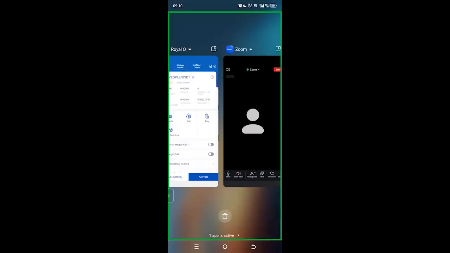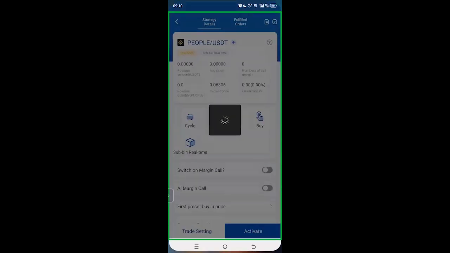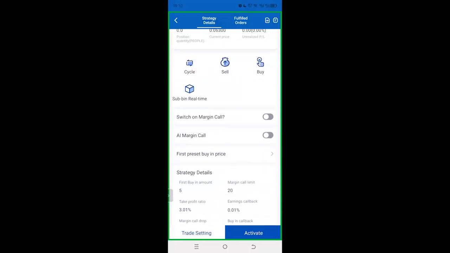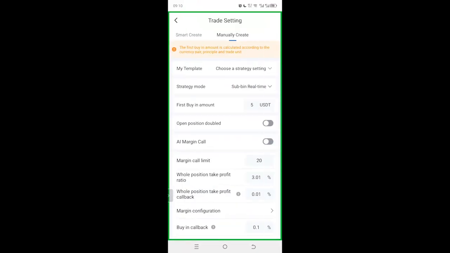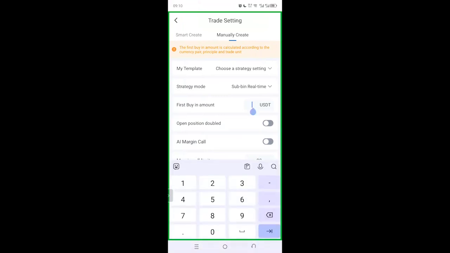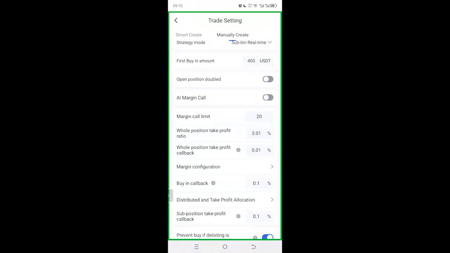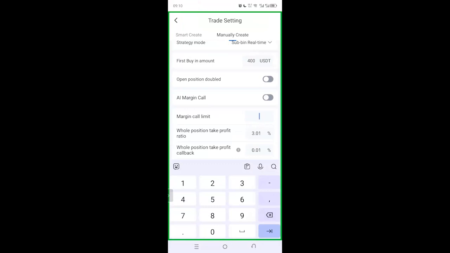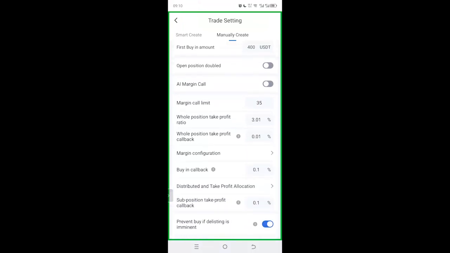Okay. Now, the same can be applied to anyone with $1,000, anyone with the big capital. What I do, I have my 40% of my 1,000, which is 400. I start my trade. I use 35 margin calls.